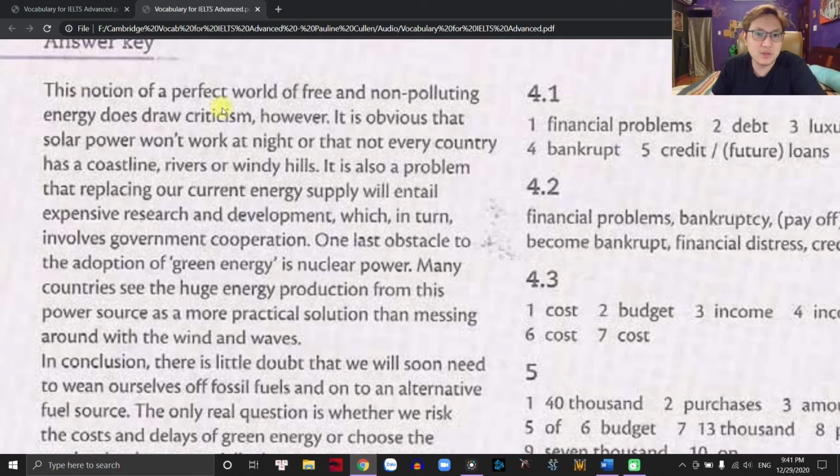This notion of a perfect world of free and non-polluting energy does draw criticism, however.